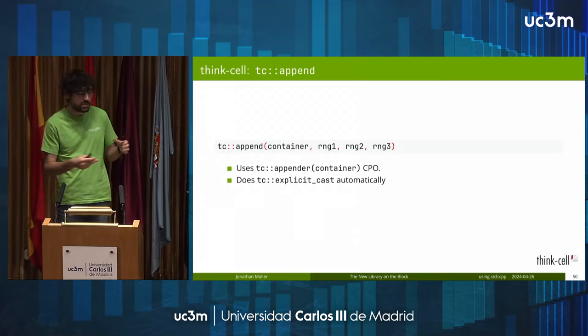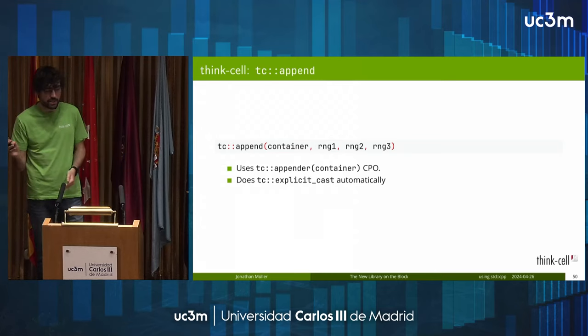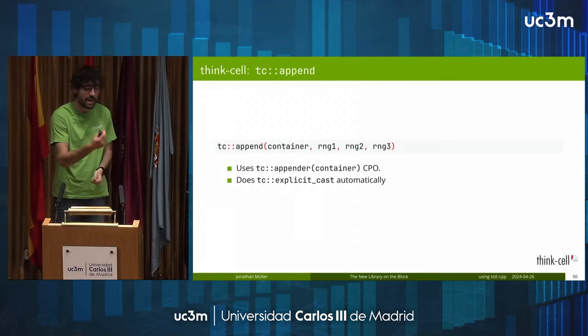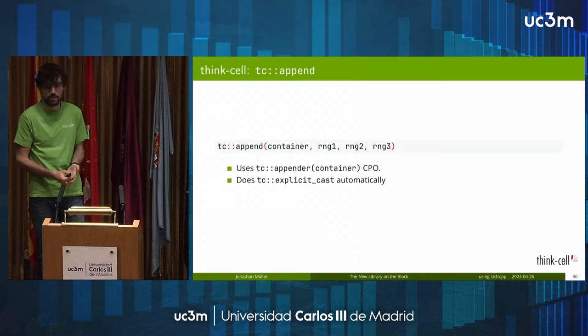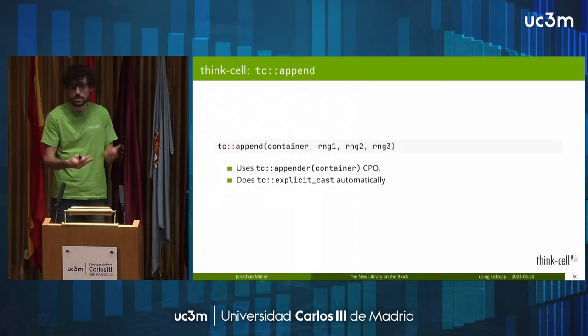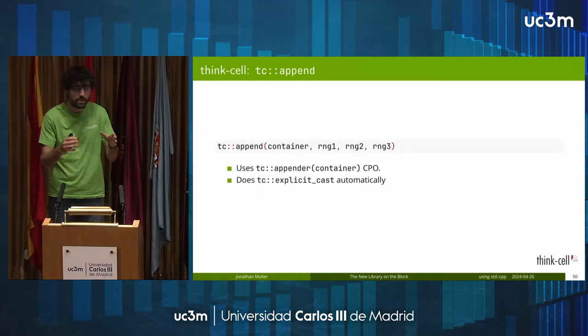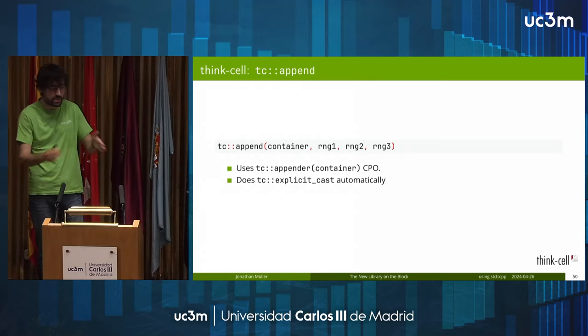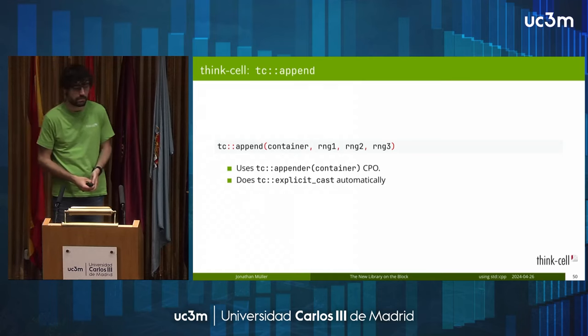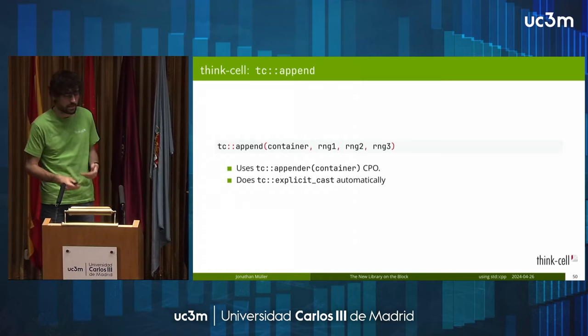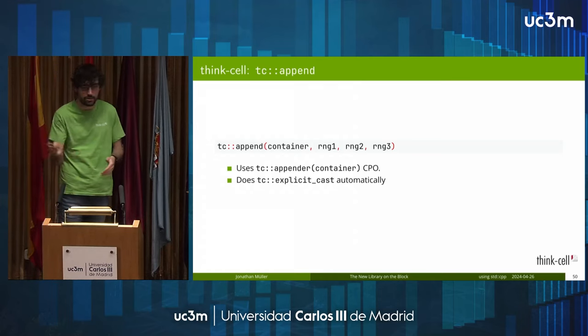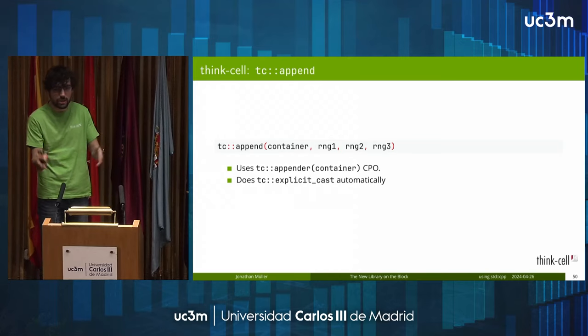We then have this function tc::append, which takes a container and a bunch of ranges, and it asks the container, hey, what's the best way to append stuff to you? And this gives us the opportunity to optimize it. For example, appending something to a vector will return an appender that has a chunk version that calls range insert at the end for an appropriate input range. That way we can get much more efficient copying by copying chunks at a time whenever possible. And then we also do explicit cast automatically, again for convenience, to do any conversion, for example from const chars to strings or whatever.